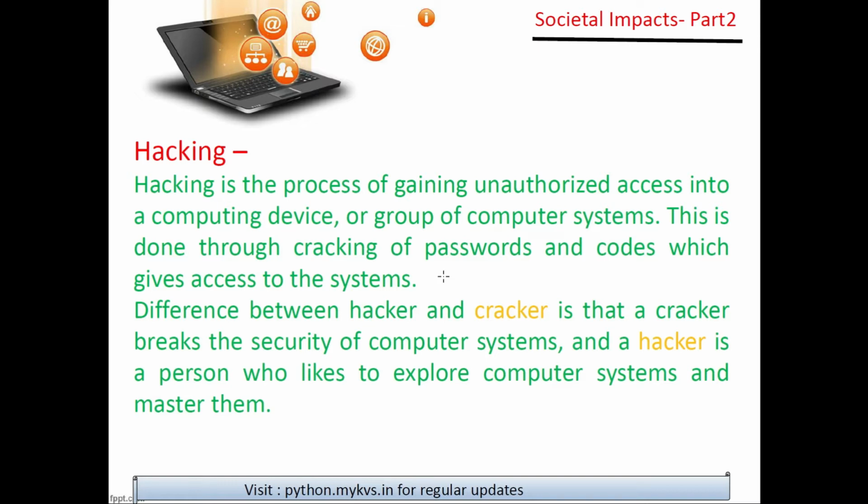So the cracker's objective is always to destroy, and the hacker always wants to learn, and they want to master the vulnerability of the computer system. Vulnerability means there are some loopholes in each and every software through which invasion is possible. That is called vulnerability. All right, that is the thing.